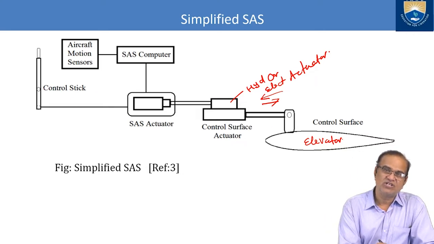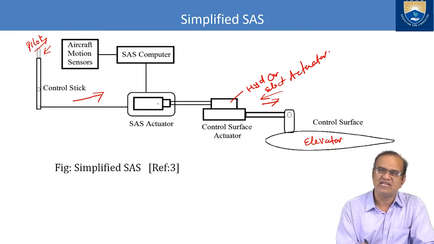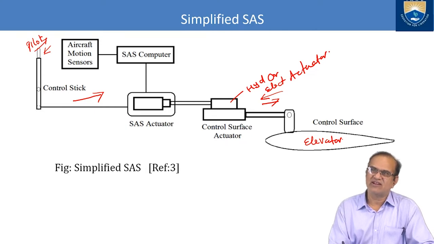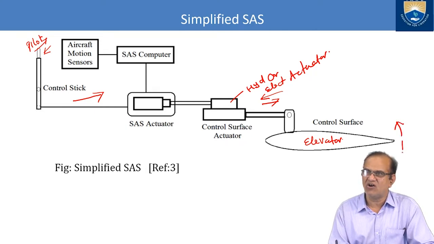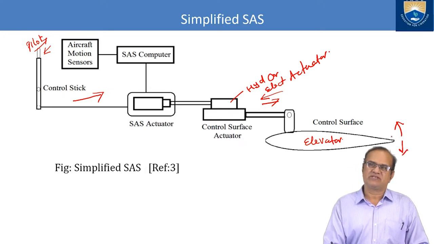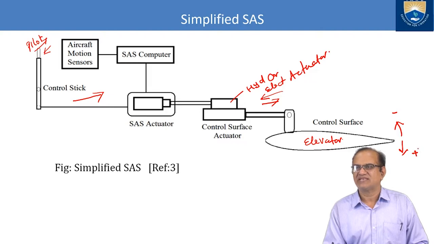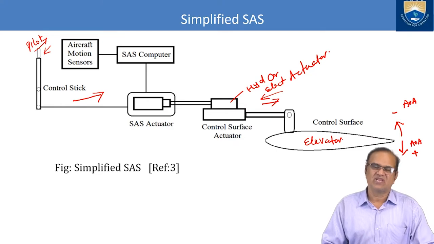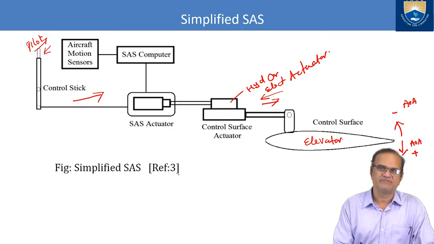There is a control stick. This control stick is operated by the pilot. It will push or pull like this. So it will move here and there, and this rod will move this side. Accordingly, pressure will change, the actuator position will change, and it will give the signal to your control surfaces, and the control surfaces move in this direction or this direction as per the requirement. This is minus angle of attack and this is plus angle of attack. So these actuators will move in such a way. This I have taken from reference number 3.